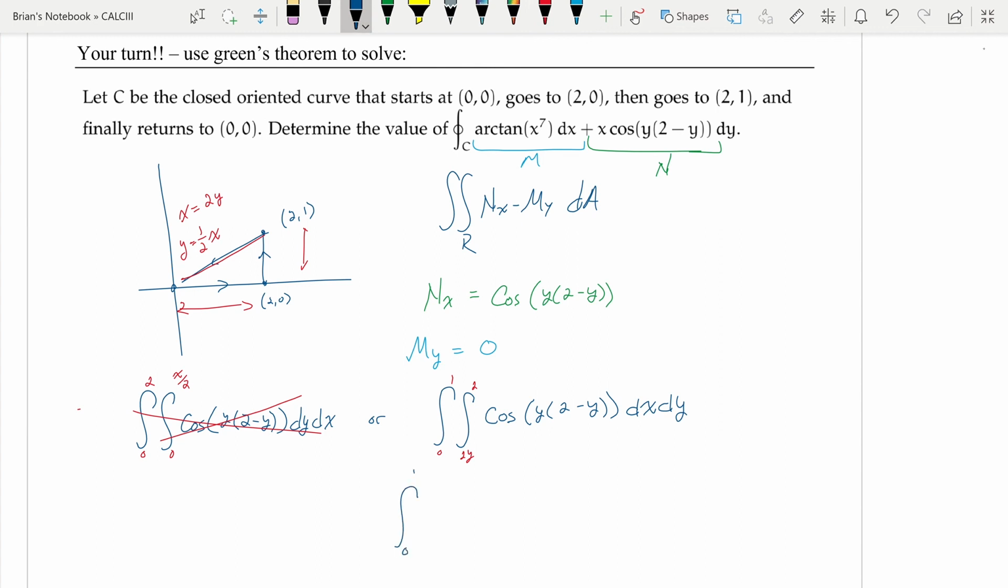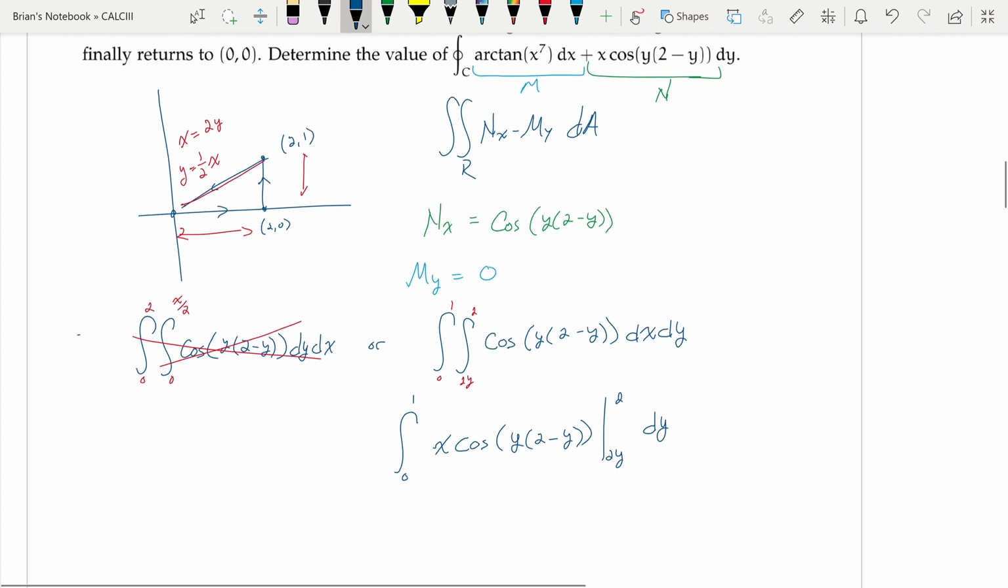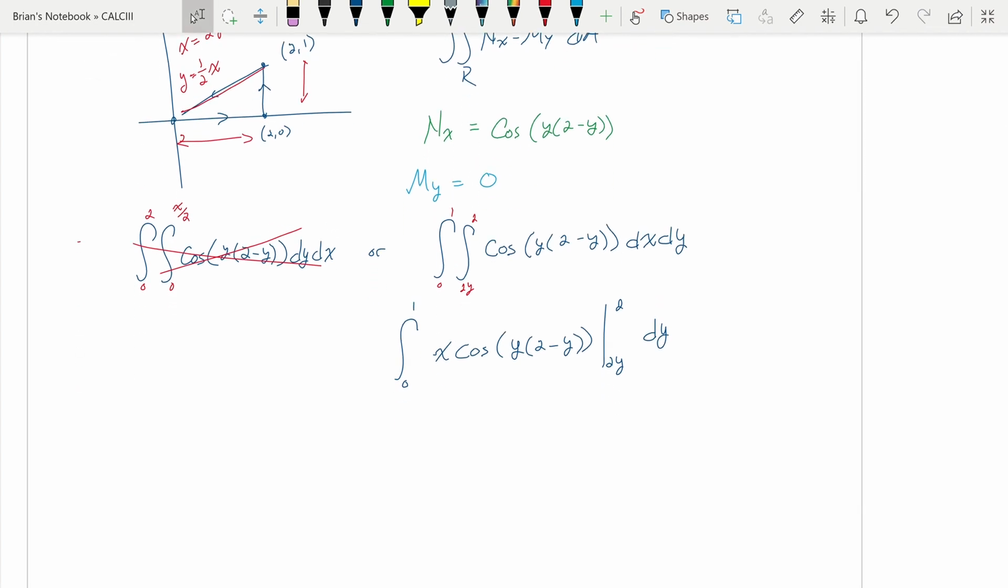So 0 to 1, because it's with respect to x, right? We just put an x in front of the cosine. Okay, dy. Oh, well, I guess I have to write evaluated from. So we evaluate that from 2y to 2, dy. So now we just plug in 2 and 2y into the x, like we do for double integrals.